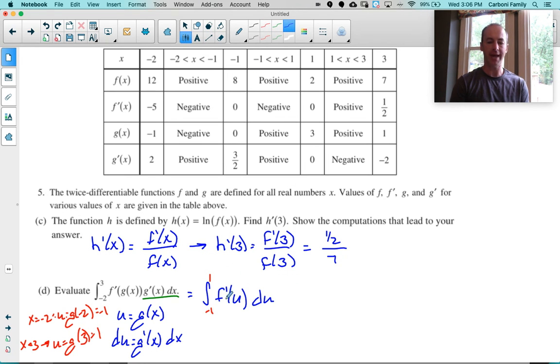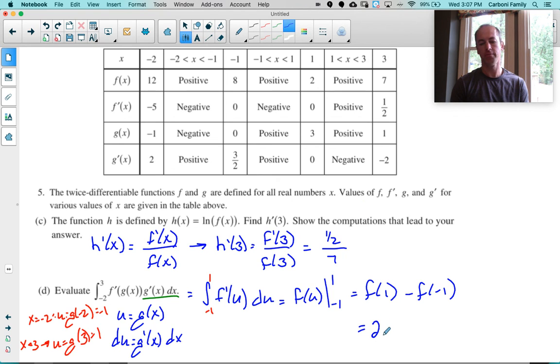Now we can compute the antiderivative of f prime of u, which will be f of u, from -1 to 1. And then I will plug in my 1 and my -1 and subtract. I cannot stop yet because I still have to evaluate f of 1 and f of -1. You see, at 1, the value of f is 2. At -1, the value of f is 8. And now I can stop. However, this one's not too difficult to clean up to a -6. And there is your complete solution for number 5.